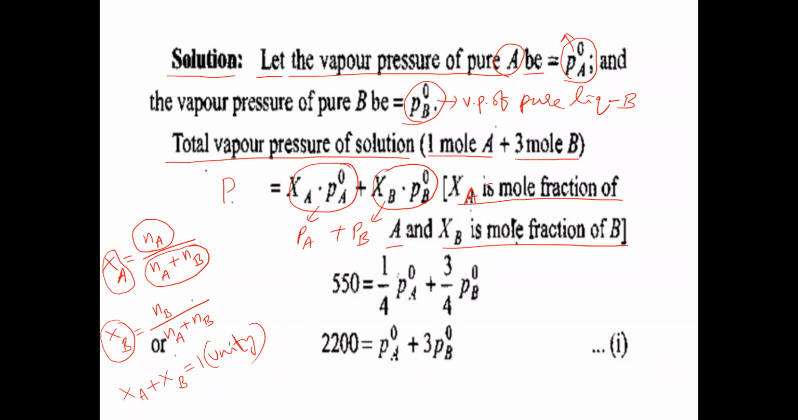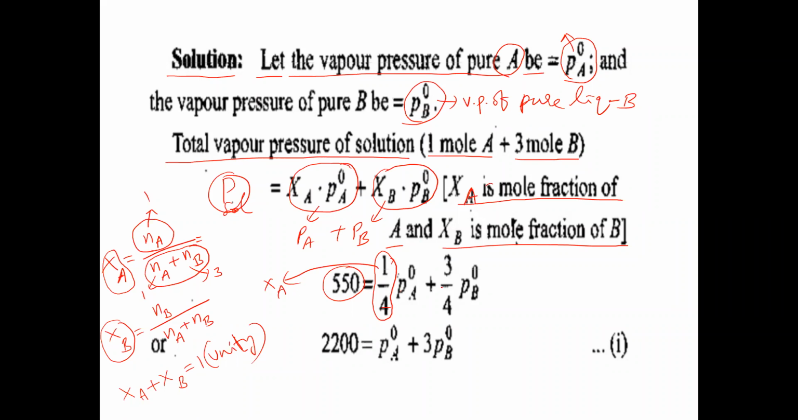See here. Next, P total means P of solution, the vapor pressure of solution. 550 is given initially. 550 is equal to 1 by 4. 1 by 4 means what? The number of moles of A initially is 1, by total moles 1 plus 3. The number of moles of A is 1 and the number of moles of B is 3. So 1 by 1 plus 3, that is 1 by 4. 1 by 4 is the mole fraction of A, equal to XA.